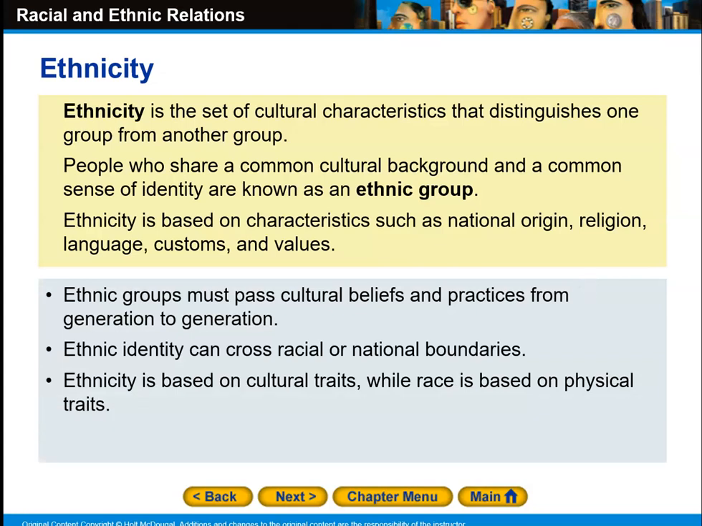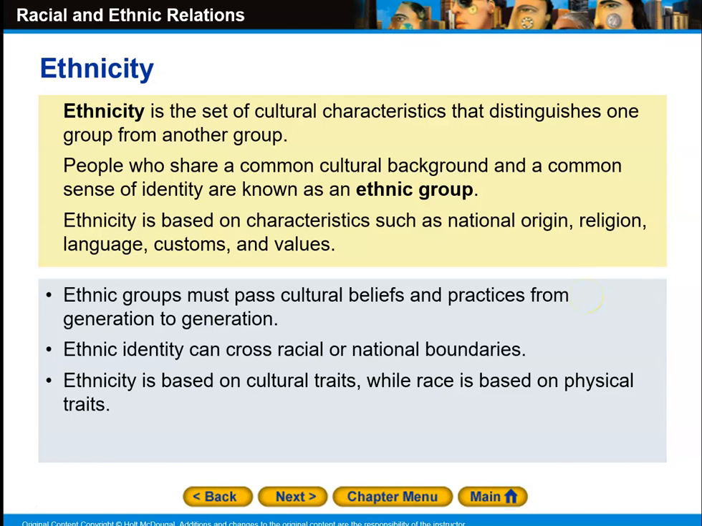Ethnic groups must pass cultural beliefs and practices from generation to generation. Ethnic identity can cross racial or national boundaries. Ethnicity is based on cultural traits, while race is based on physical traits. So your ethnic group might come from your cultural beliefs, such as being Jewish, or your identity might cross national boundaries, such as African American or Irish. You know, ethnicity is based on cultural traits, while race is based on physical traits.